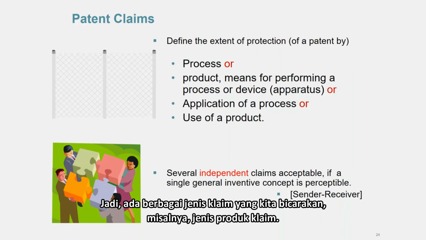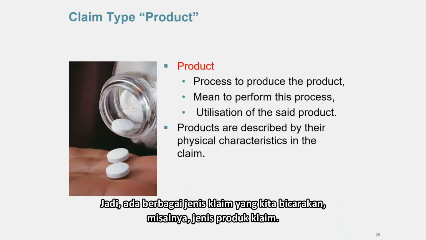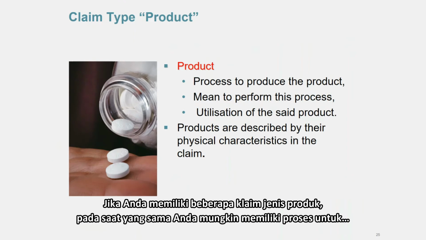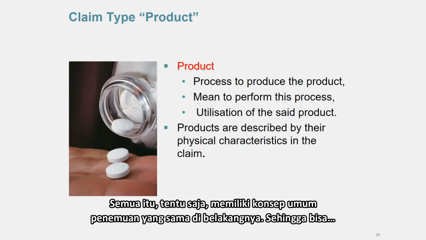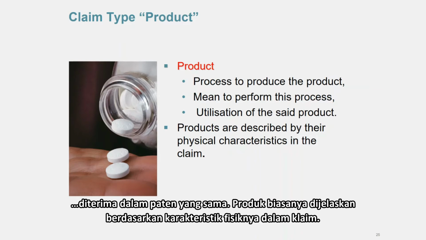So there are different claim types. We talk about, for example, the claim type product. Once you have some product type claim, you might have at the same time the process to produce that product, or a means to perform this process, or one utilization of the said product. All that, of course, has the same general concept of invention behind it, so it can be accepted in the same patent. Products are normally described by their physical characteristics in the claim.